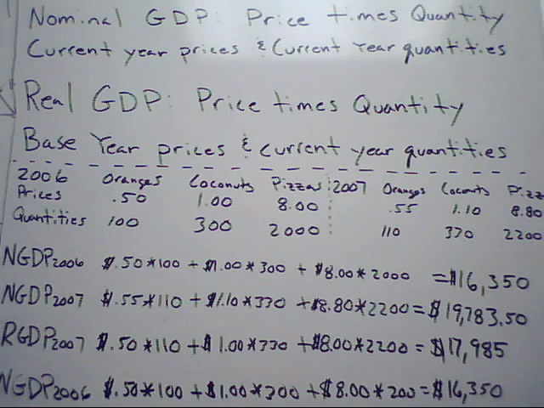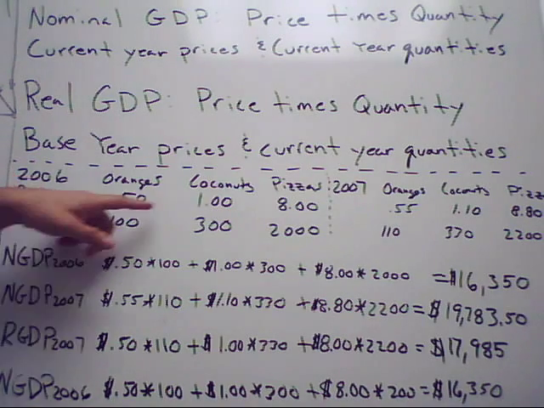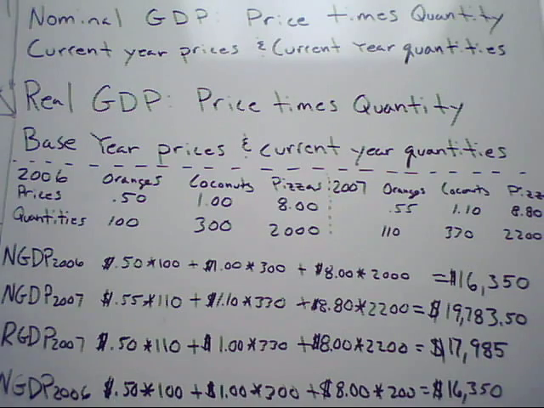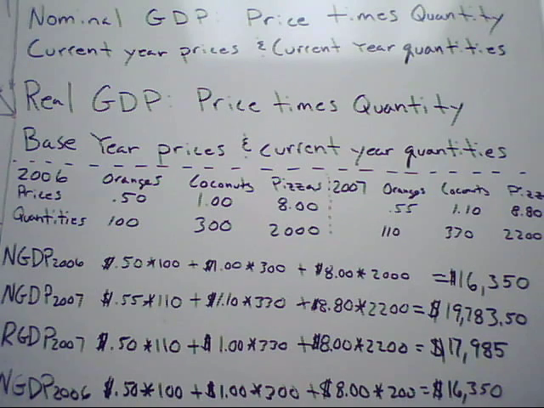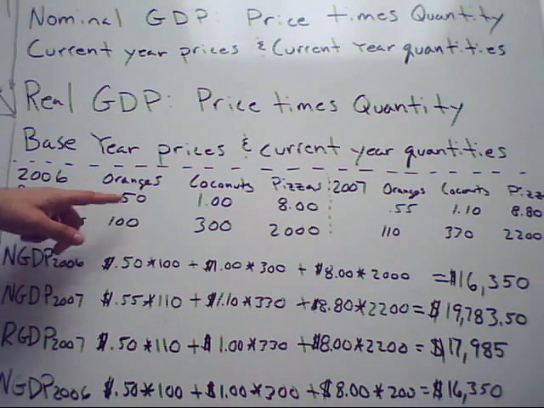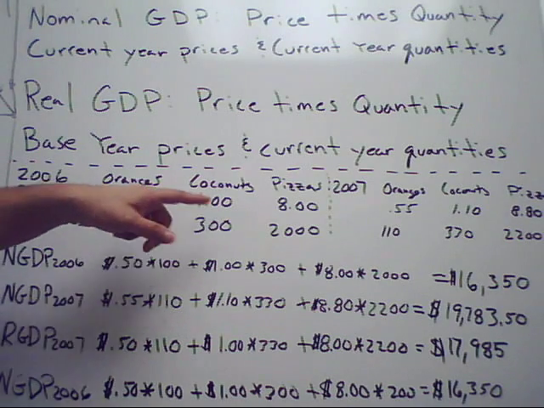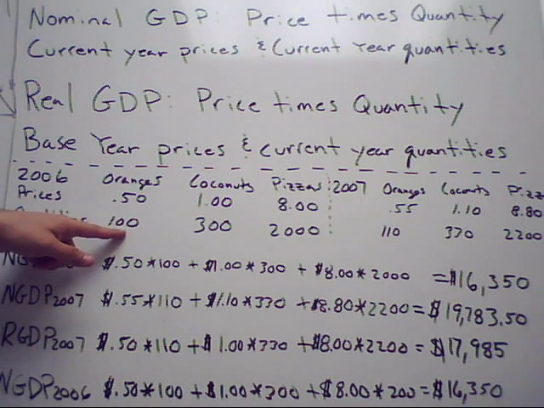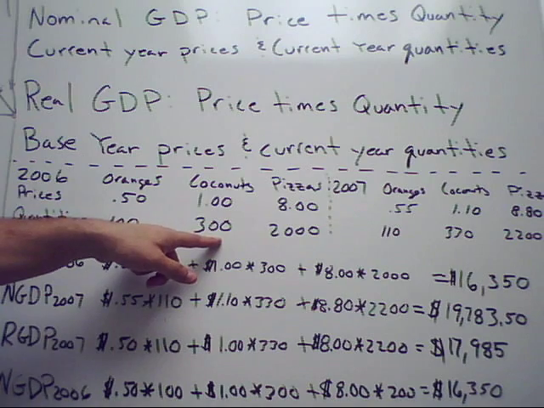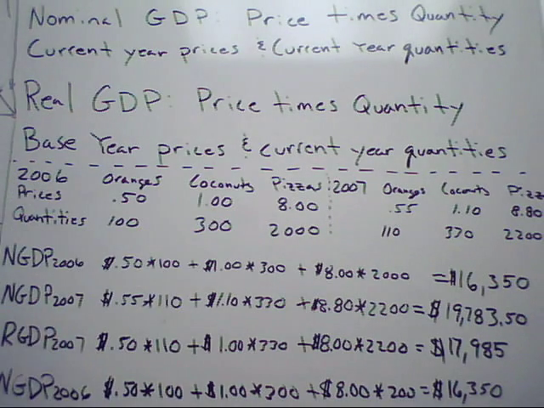So here's an example down here. I have 2 years, 2006 and 2007. My economy is producing oranges, coconuts, and pizzas. So this is going to be the same in both years. I have prices and quantities. So I have prices in 2006 for oranges is 50 cents. Prices in 2006 for coconuts is $1. And prices in 2006 for pizzas is $8. I also have output. So the amount that was produced in 2006, for oranges we produced 100. For coconuts we produced 300, and for pizzas we produced 2,000.